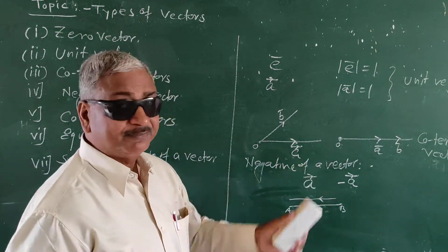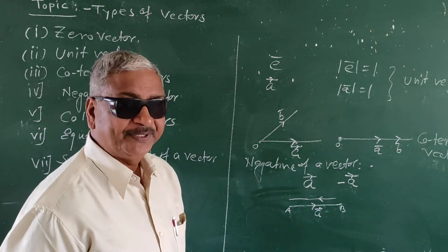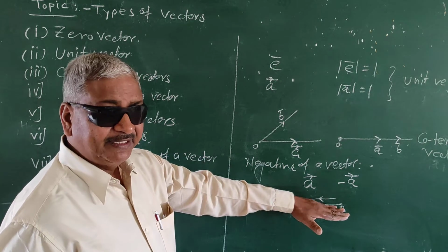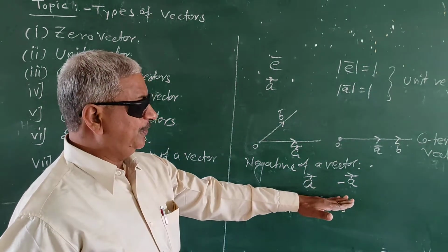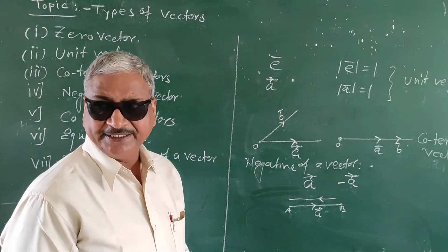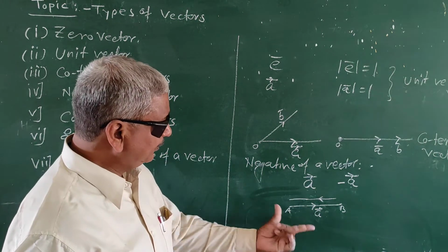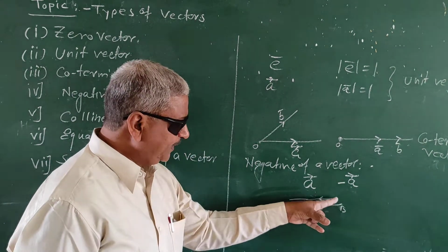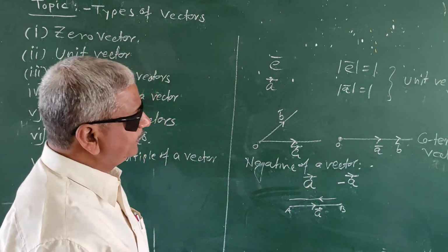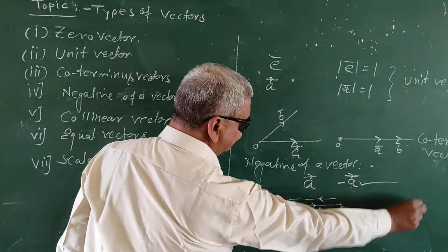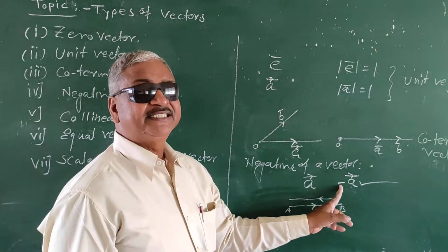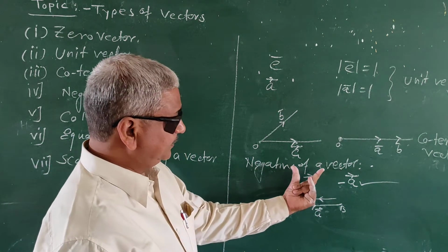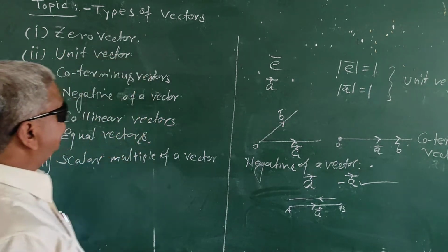Negative of vectors means they are negative of each other. So the same vector having different directions, they are called the negative of vectors, or the negative of each other. It is very easy, because the magnitude is the same, only the direction is reversed. This is a to b and this is b to a. Negative of a vector is denoted by minus. Here only minus gives the direction, and it is not a general minus, because these vectors have the same magnitude.